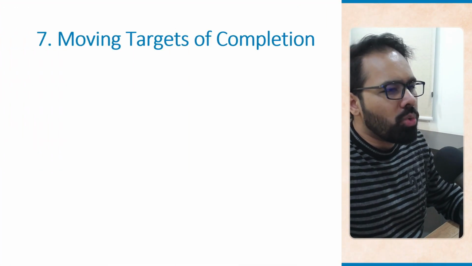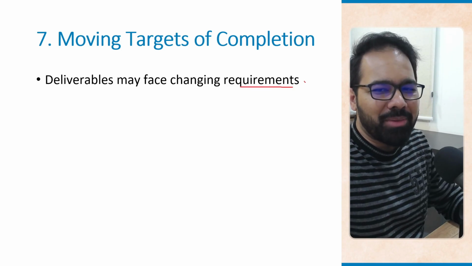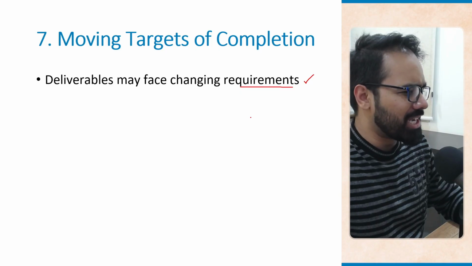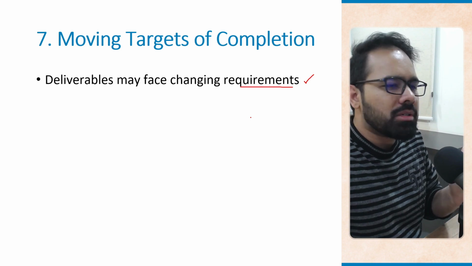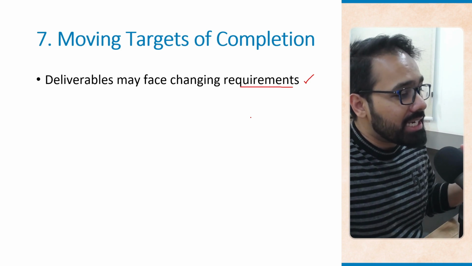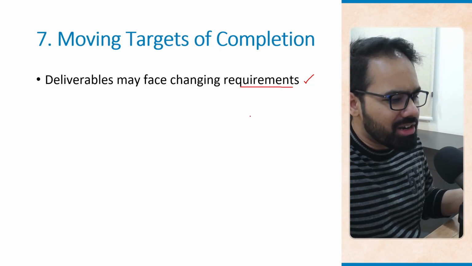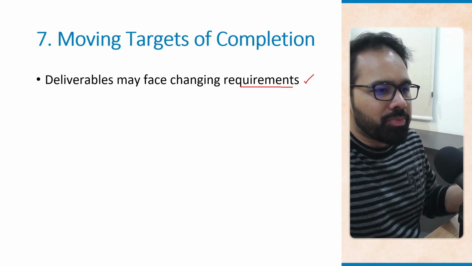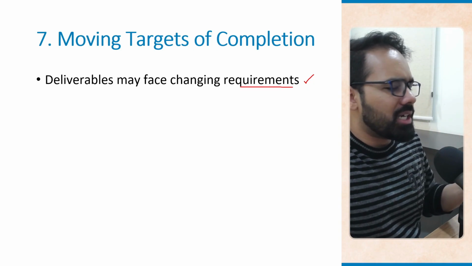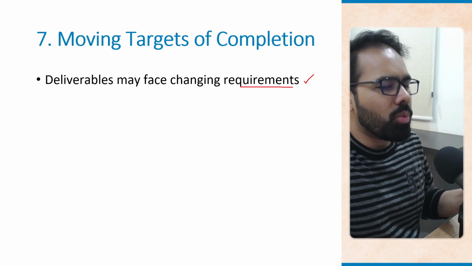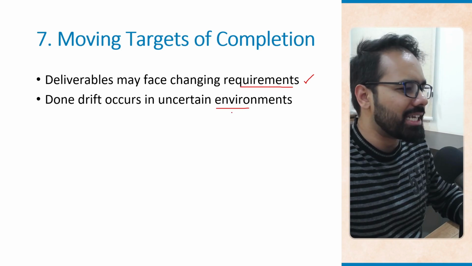Okay, let's talk about moving targets of completion. Now, deliverables may face changing requirements. This is the biggest headache, I would say, a project manager might have. As an example, if competitors suddenly add same day delivery, our website may need to adjust scope to stay competitive. You might have to involve vendors that enable same day delivery and make changes on the website that basically feature same day delivery and ensure that the customers are aware that we offer same day delivery.